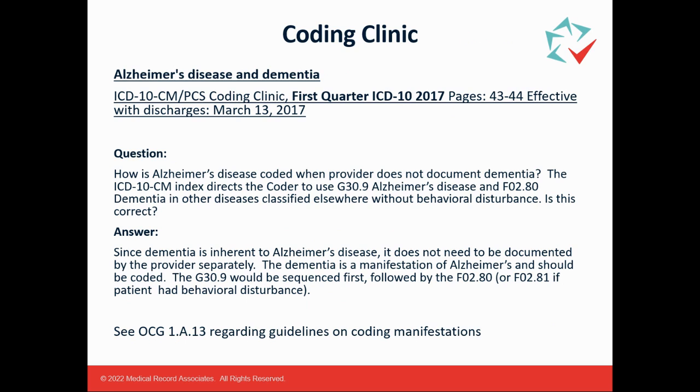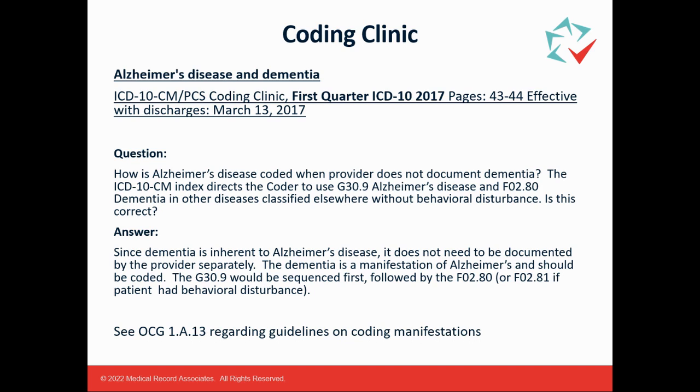So we have our first coding clinic here, and this is regarding Alzheimer's disease and dementia. And all the coding clinic references I'm showing you today are abbreviated. If you want to look at the full reference and the full question, you will have to refer to your coding clinic source. Hopefully you have access to coding clinic through your employer or encoder. This one is from first quarter 2017, pages 43 and 44. And the question is, how is Alzheimer's disease coded when the provider does not code dementia?